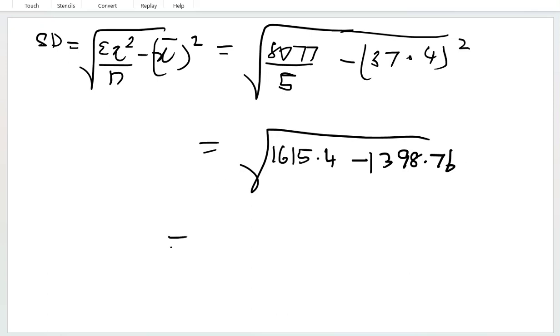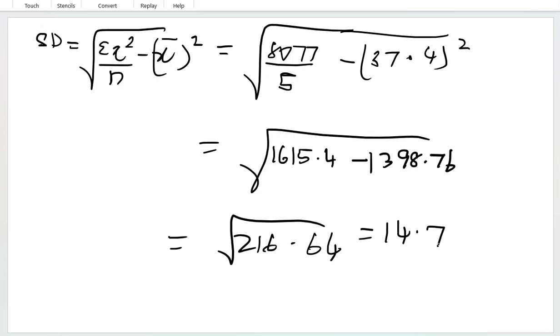Cancelling in the roots, we get the answer as root of 1615.4 minus 1398.76. This answer is 216.64, and under root we get the answer as 14.7. So this is the standard deviation for batsman A.